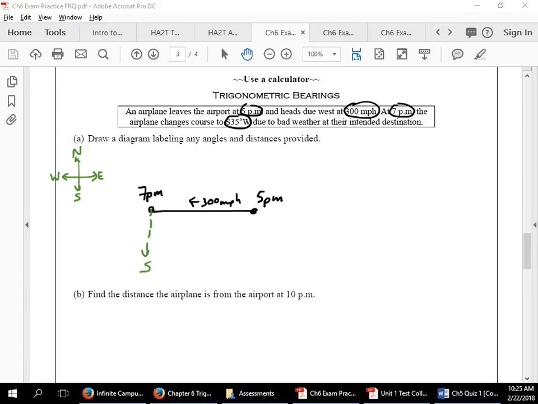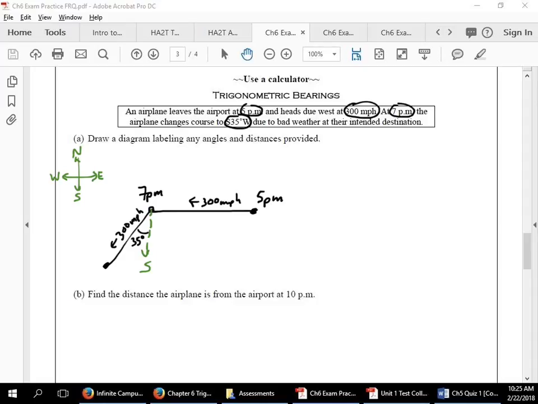So I'm going to draw my line like this, and I'm going to draw a new dot. And this is also going to be 300 miles per hour this way. Okay, so that's what I have so far. Now the directions say draw a diagram, label any angles and distances that are provided. And then let's go ahead and label this angle right here. This angle was 35, right? 35 right here. Okay, 35 degrees.